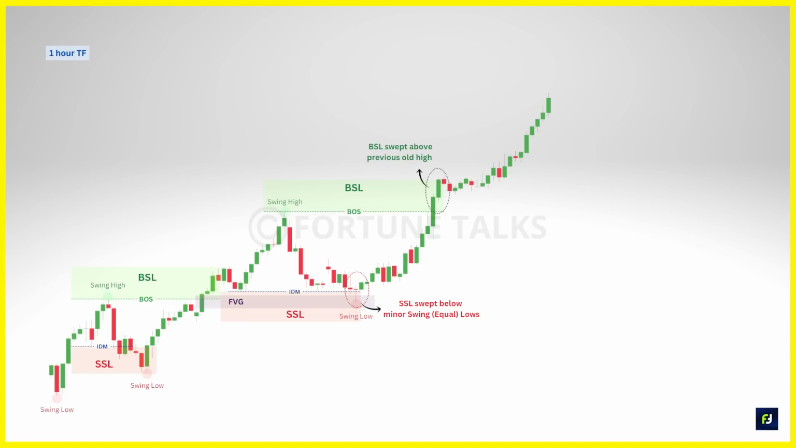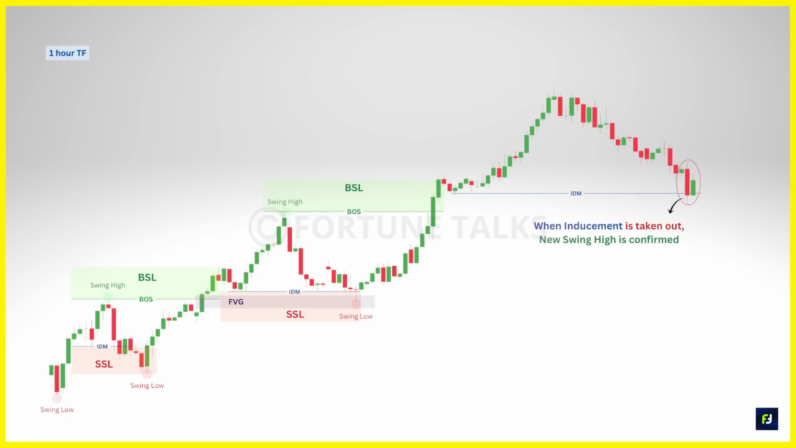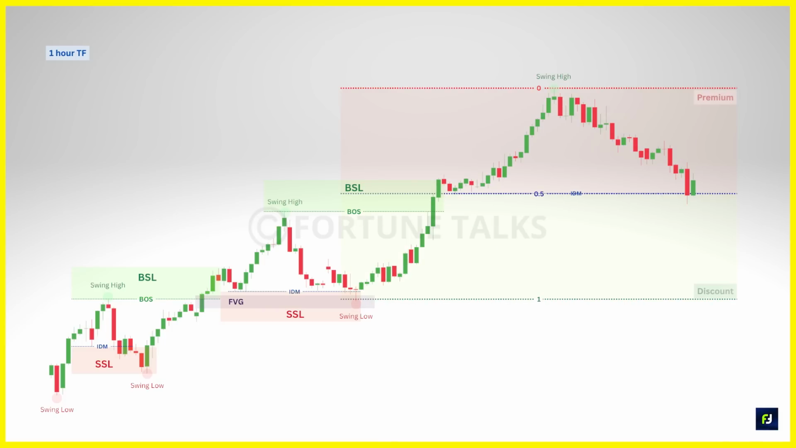The price has then swept the buy side liquidity also. Now all we need is for the price to take out the inducement level such that our swing high is also confirmed. This way we can get the high and low of our new dealing range. You can use a Fibonacci retracement tool to plot the premium and discount areas within this new dealing range. Now our focus should be to take long trades from the discount zone by utilizing the PD array components like bullish fair value gap or bullish order block.